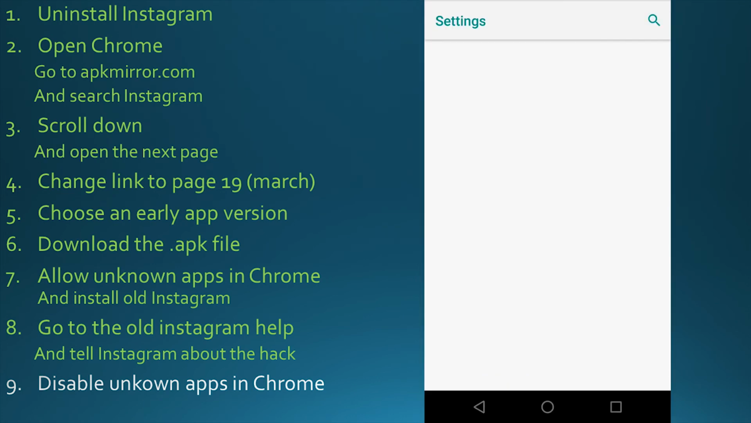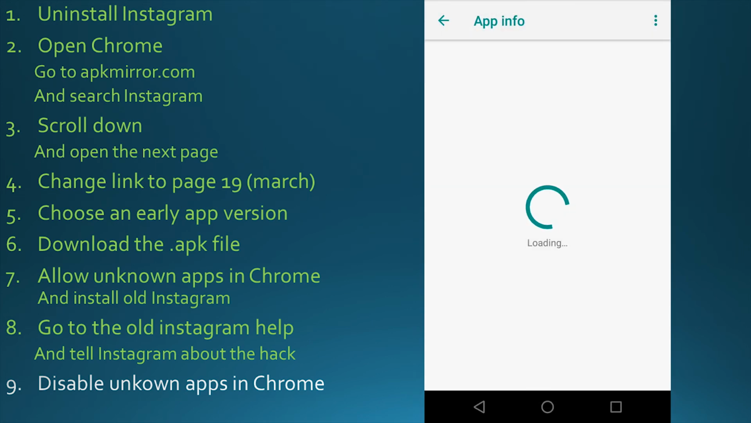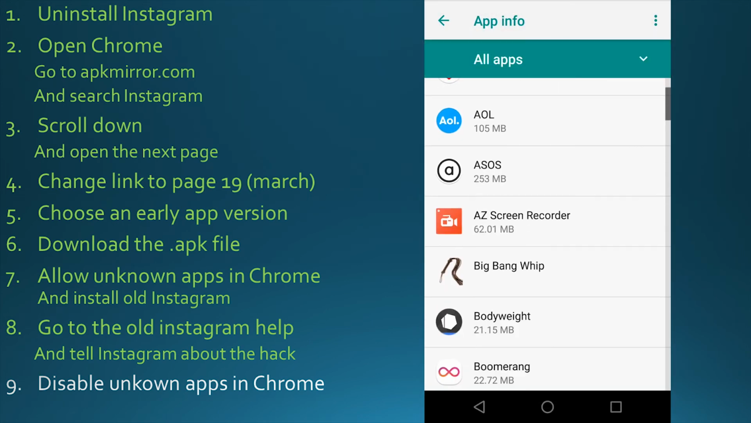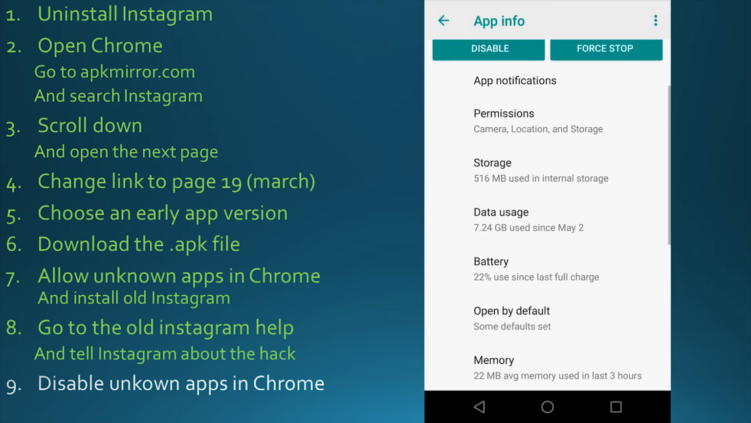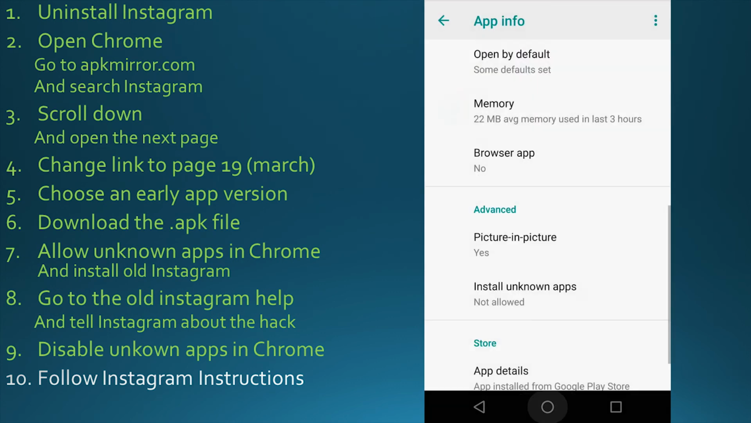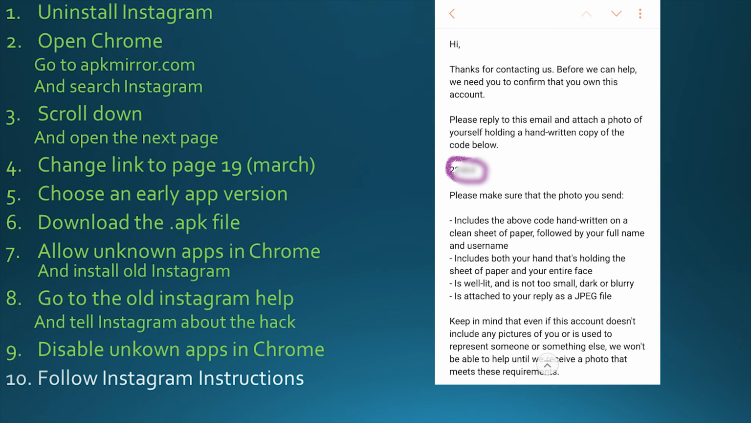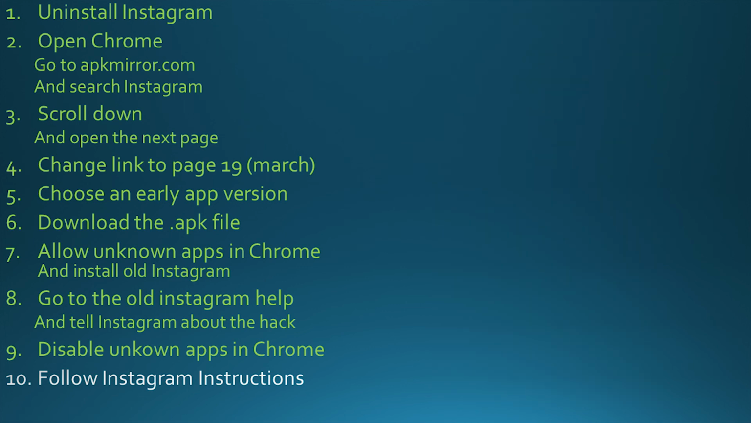Okay, so now you go on settings, apps and notifications, app info, and there you choose Chrome, because we still have to enable unknown apps, and that's it. Now just follow the Instagram instructions. They will write you an email and tell you to make a photo showing a piece of paper with a number and your face and your name and email address, and then you will get it back.